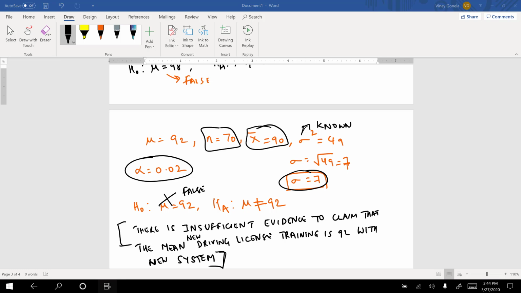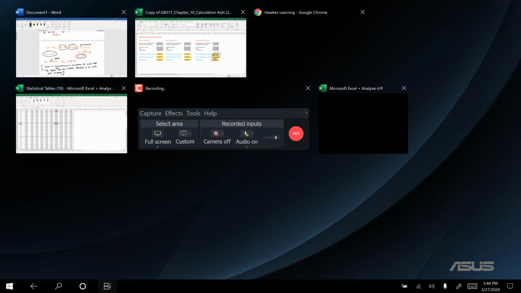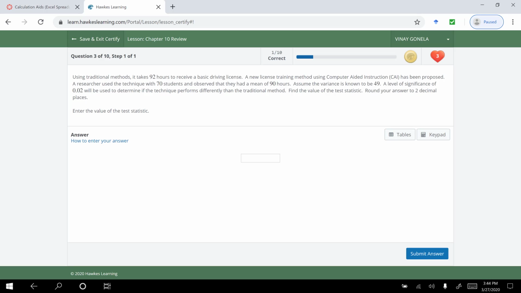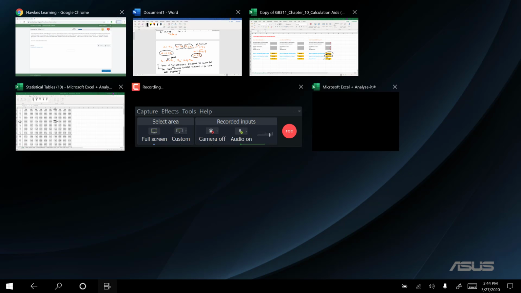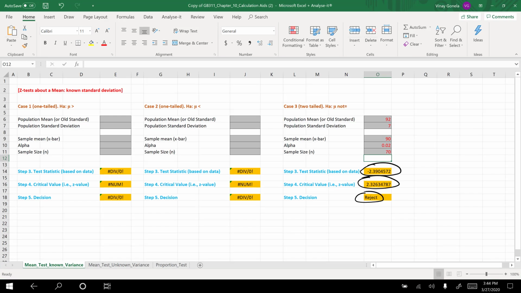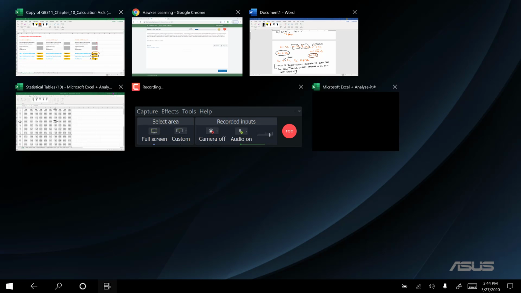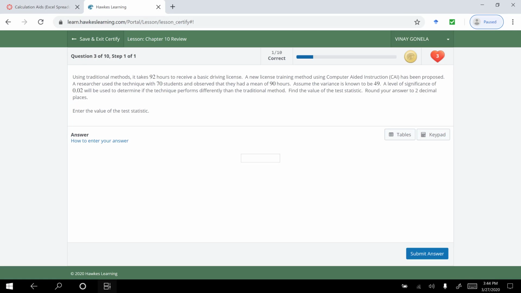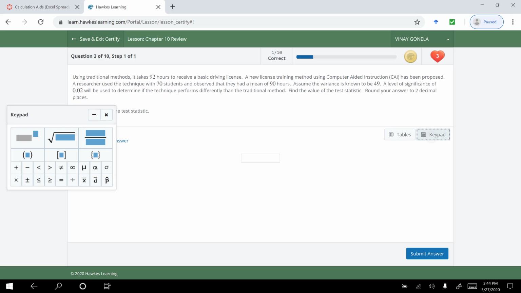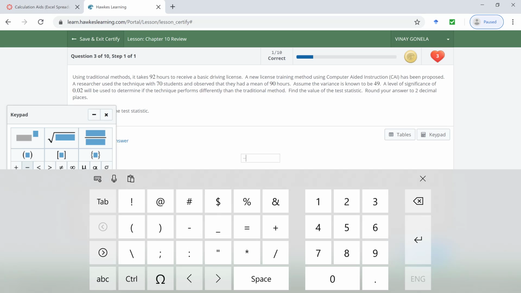Currently in our problem the question is different, so let's go and check what our question is. Determine the value of the test statistic. So the test statistic value here would be negative 2.39. So I will enter negative 2.39.